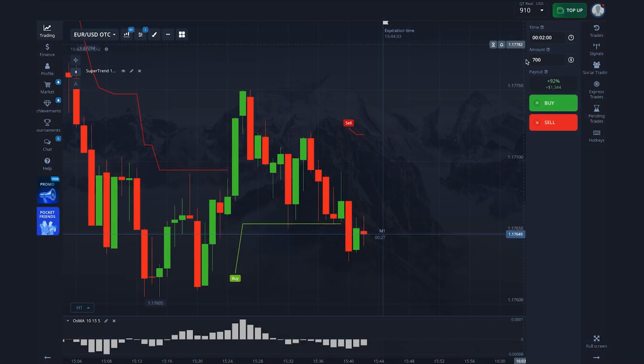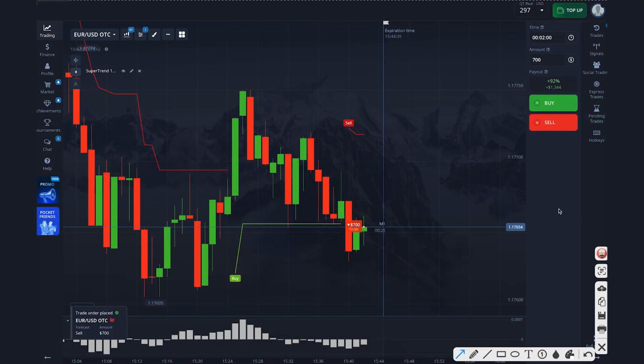The first opportunity appears immediately after the chart opens. Expiration is 2 minutes. I open a trade for sale for $700. Now I will explain in detail how this strategy works and how to analyze the market correctly using it.